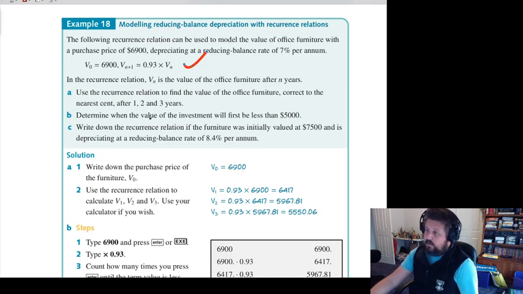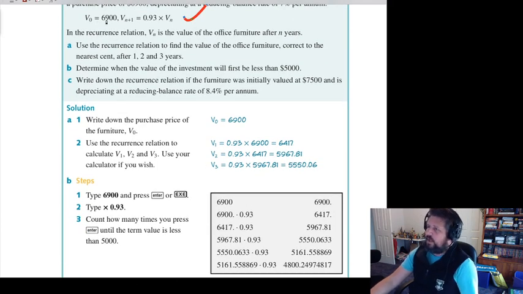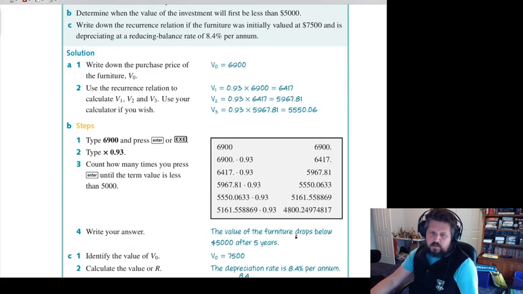Determining when the value of the investment will be less than $5,000. Like we did before, type in the value to start off with, multiply it by the big R value, 0.93, and press execute a few times until it gets to the value that you're after. So they want to find out when the number gets less than 5,000. Click once, twice, 3, 4, 5. On the 5th click, it's less than $5,000. So the value of the furniture will drop to less than $5,000 after 5 years.